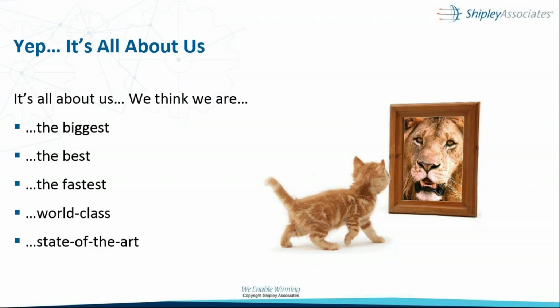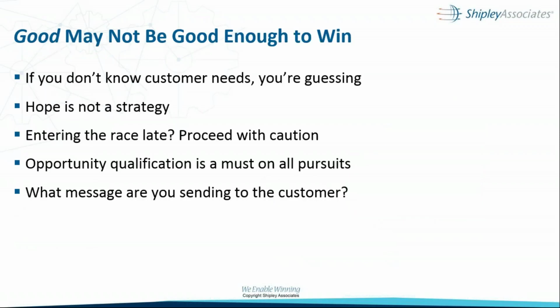The graphic on the side here shows something I often see: when I look at documents for customers, they talk about themselves as a lion. But on the customer side of the table, they may see themselves as just another kitten. In a pool of kittens, we've got to find a way to differentiate ourselves. Good may not be good enough to win.